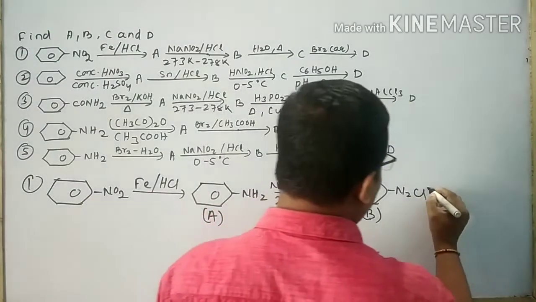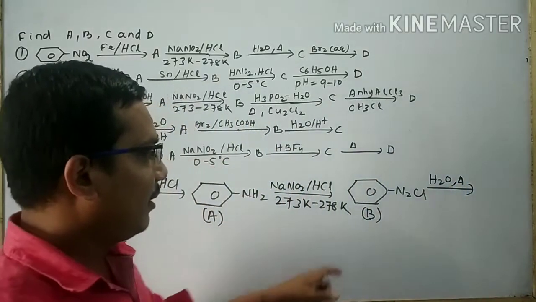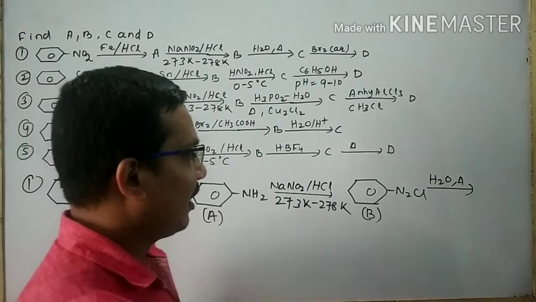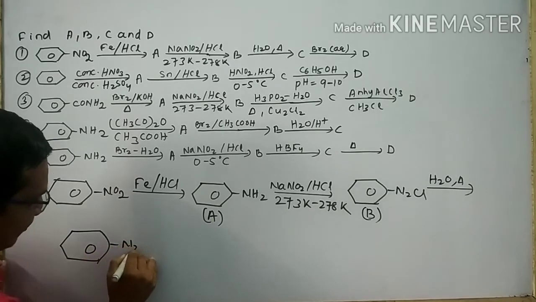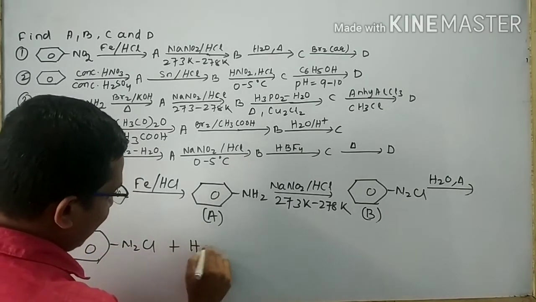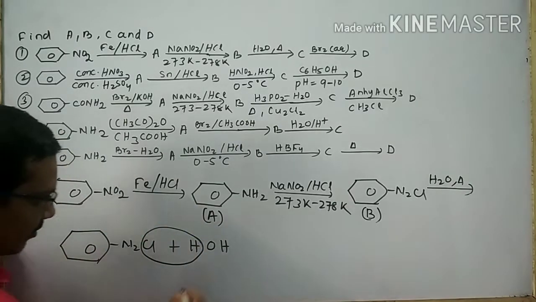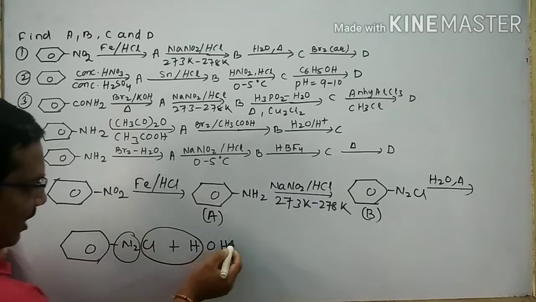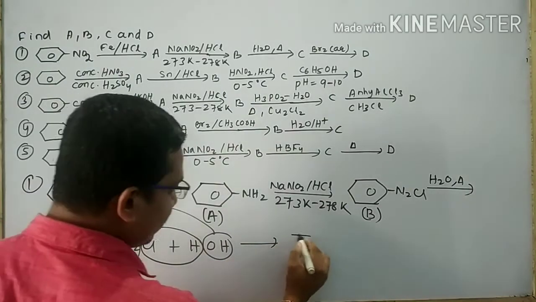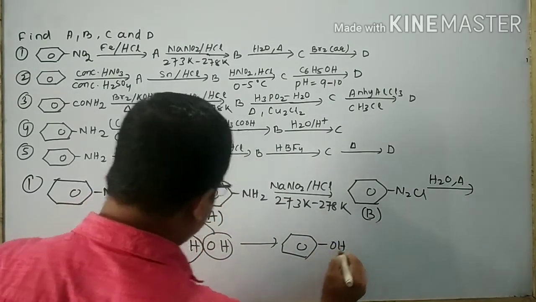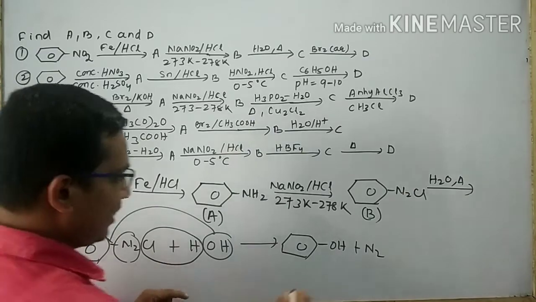Now B is treated with H2O. Heat is given, that means B is treated with water under warm conditions. Look at that, this is your BDC. The structure of water can be written like this: HOH. Here one HCl molecule is removed and N2 is removed and this OH will attach here. As a result, the main product is phenol, and the byproducts are N2 and HCl.